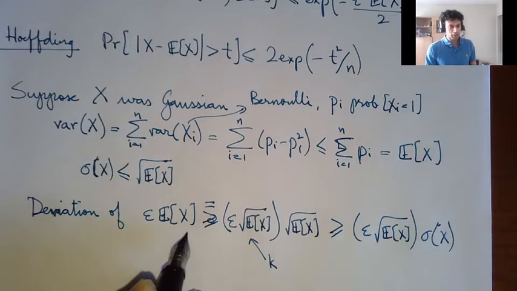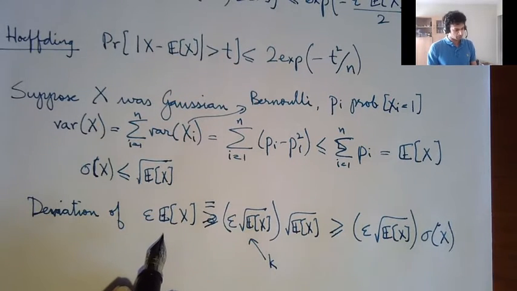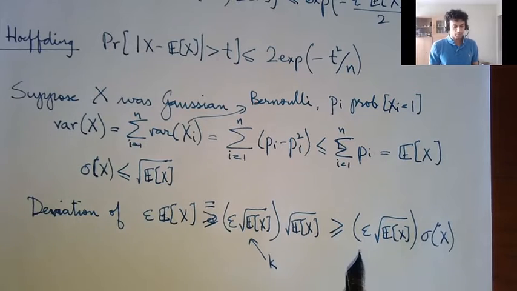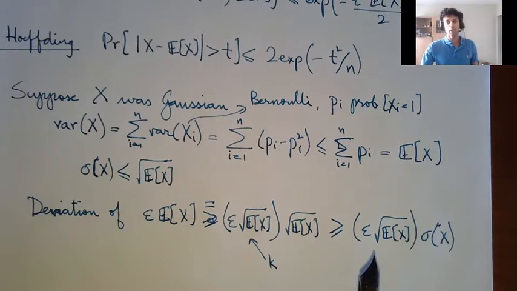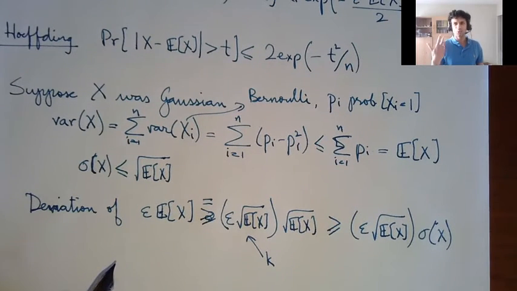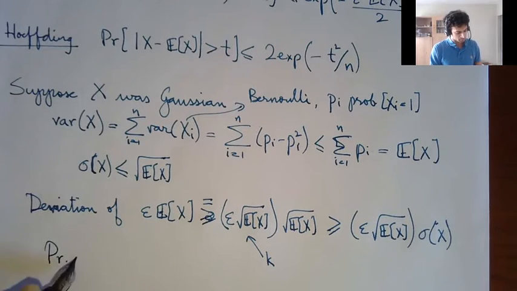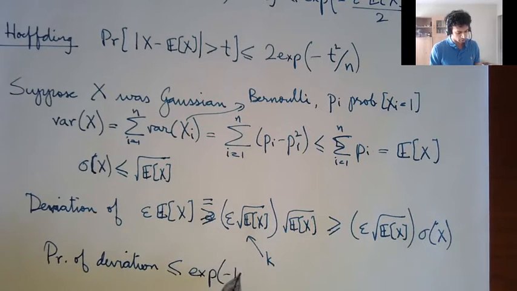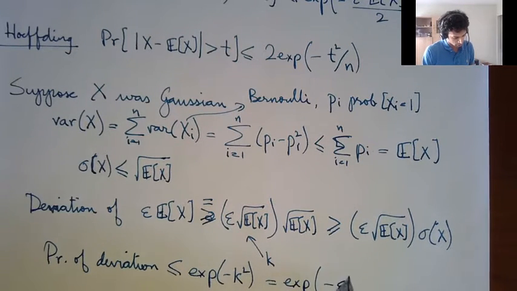So a deviation of epsilon times the expectation in this case is basically a deviation of at least epsilon times root of the expectation standard deviations. So that's how many standard deviations. And so again, using this rule of thumb of what a Gaussian looks like, you know that the probability of the deviation is at most e to the minus k squared, where this is k, and so this gives you e to the minus epsilon squared times the expectation.